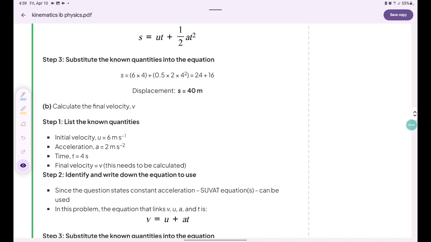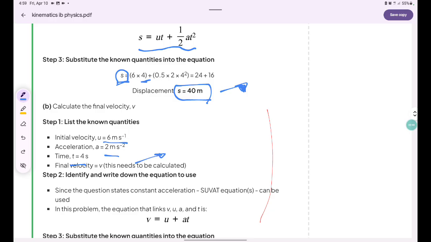B, calculate the final velocity. Step 1, we are going to list the known quantities. Initial velocity 6 meters per second, acceleration 2 meters per second squared, time is 4 seconds. Final velocity, this needs to be calculated, the unknown value.